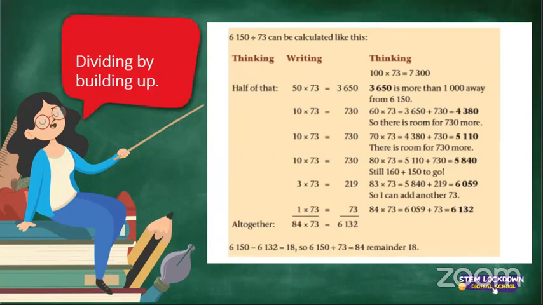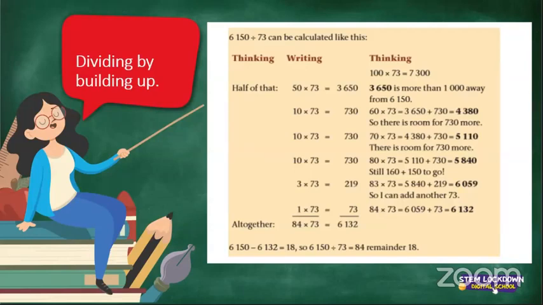So we know that if this number is close enough, it will be able to give me how many times 73 goes into 6,150. So your answer is 18, right? The answer is 18. So 6,150 divided by 73 is 84.